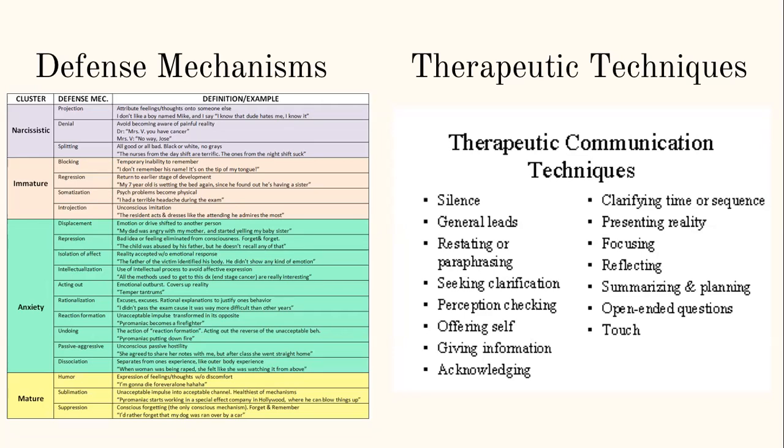call them mature because they're more beneficial than the other defense mechanisms. And sometimes they can be beneficial in helping the patient cope. And that's things like using humor or suppression. So, when we're engaging in therapeutic communication with our patients, we want to be very aware of their therapeutic needs, their communication needs, and we want to make sure that we're offering the respect and healing environment that they need.